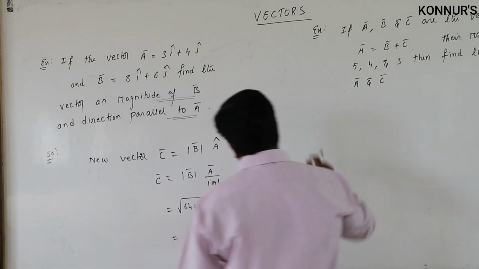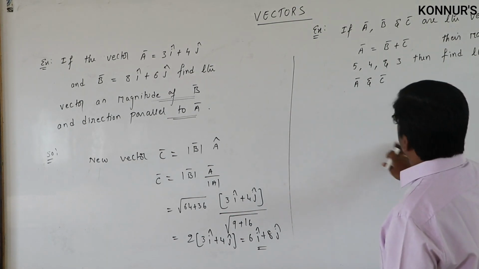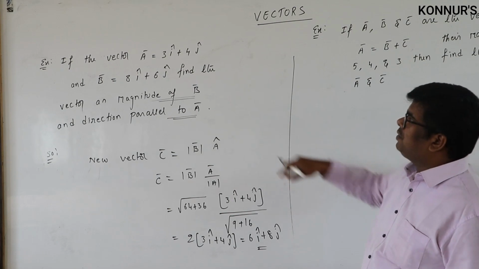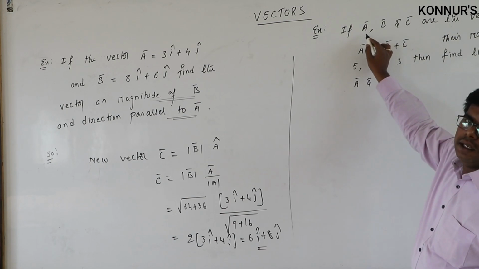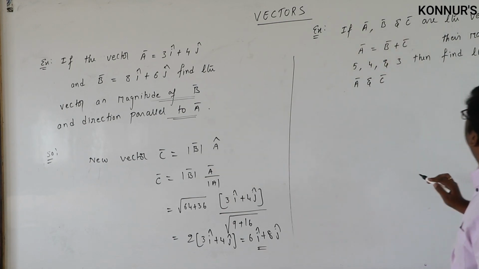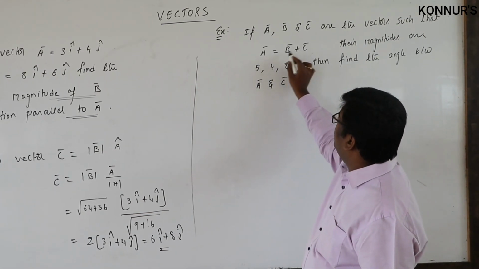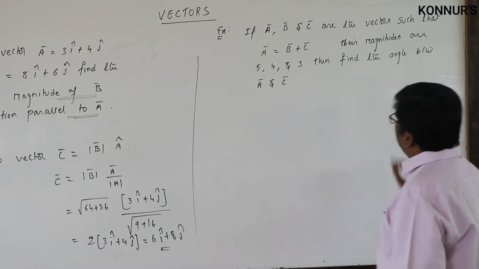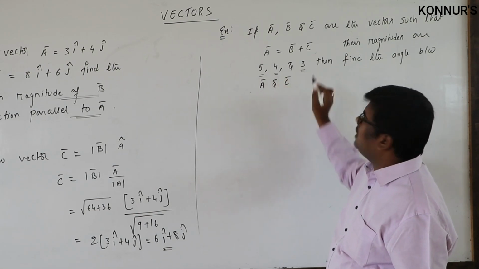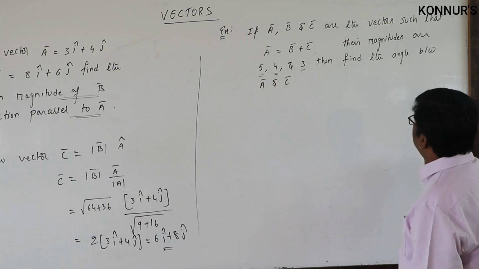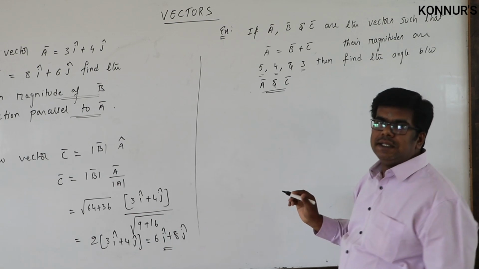Next, you can try some examples based on this concept, and then we'll go for another one. We have three vectors a bar, b bar and c bar. The relation among them is given: a bar equals b bar plus c bar, and their magnitudes are also provided. A is 5 units, b is 4 units and c is 3 units. The question is to find the angle between vector a bar and vector c bar.